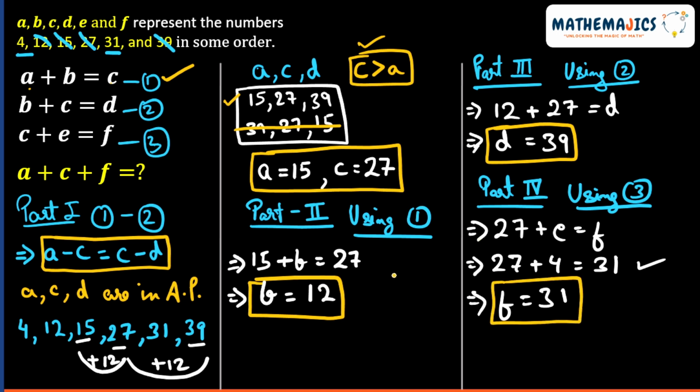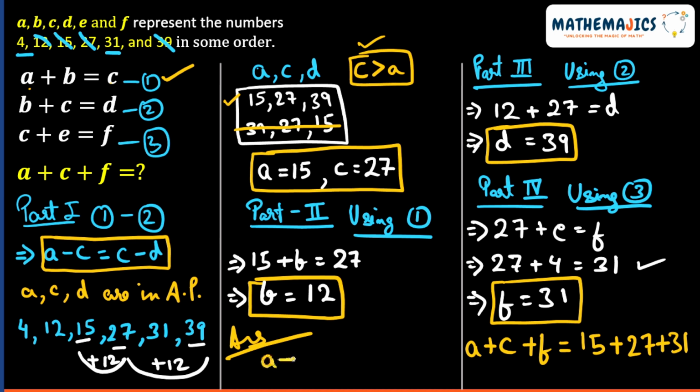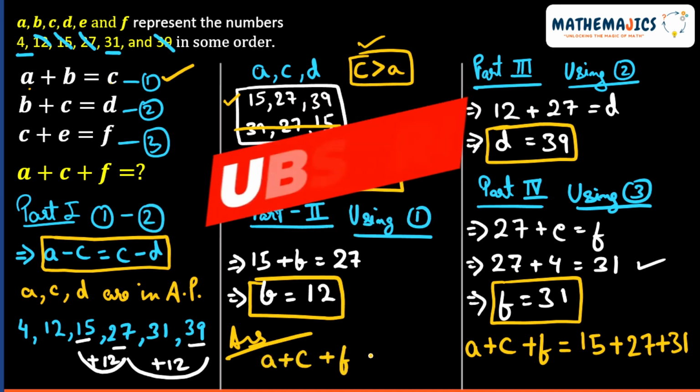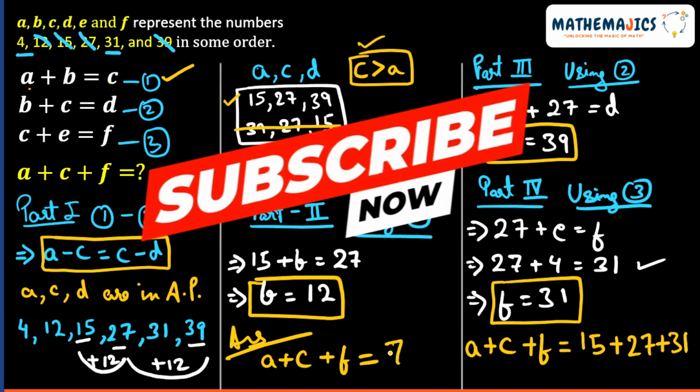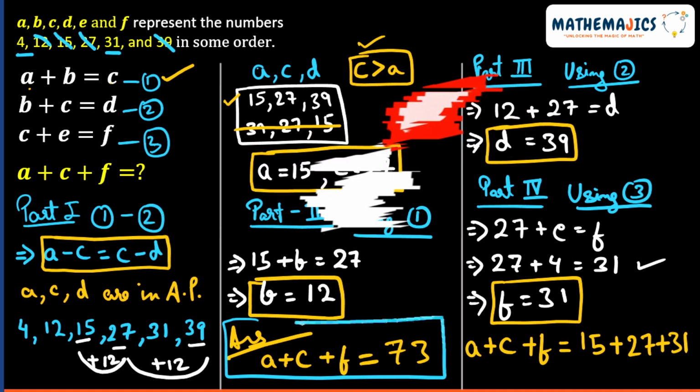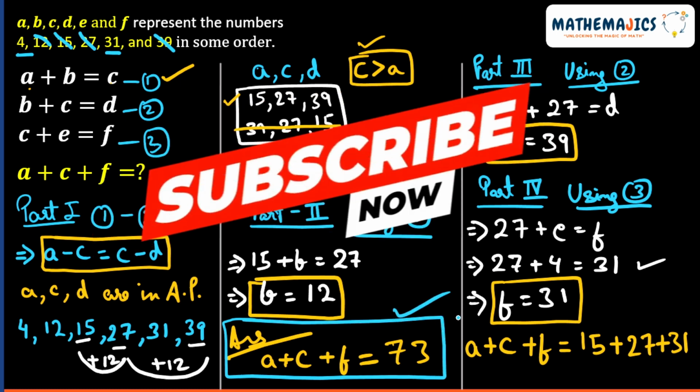And what do we need to find out? We need to find the value of A plus C plus F. A is 15, C is 27 and F is 31. Correct? So our final answer is A plus C plus F equals 73. This will be our final answer. The value of A plus C plus F is 73.